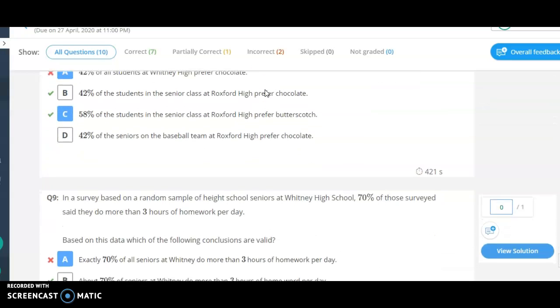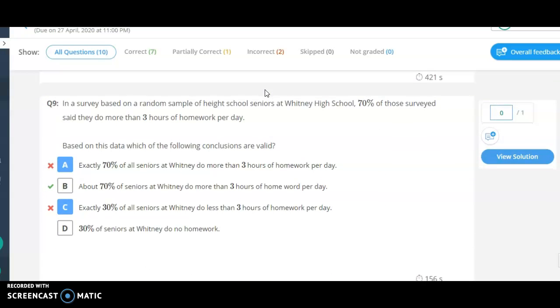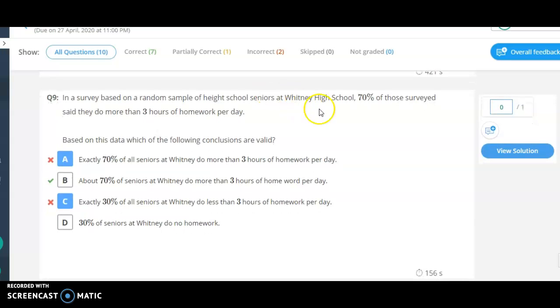The second one, in a survey based on a random sample of high school seniors at Whitney High School, 70% of those surveyed said they do more than 3 hours of homework per day. Okay, so when you're taking a sample, you're predicting about the population. Well, right here it says exactly 70%. Well, you can't say exactly because this is a prediction based on a random sample. So you're not asking everybody, so you don't know that it's exactly 70%. You're just estimating that.